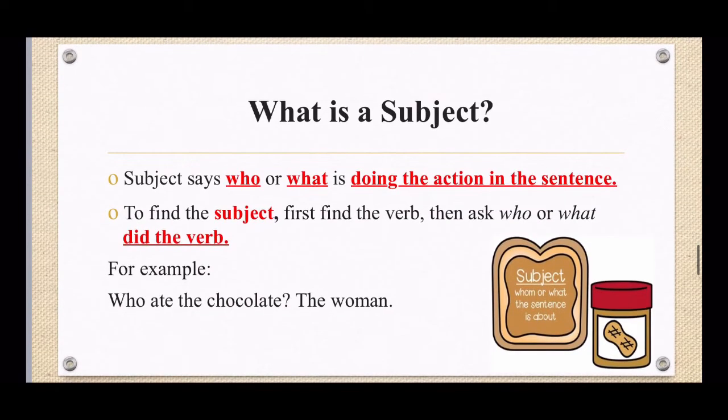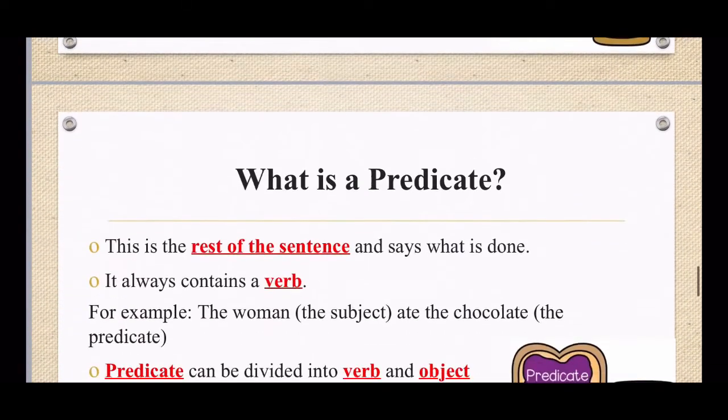Okay, so the next thing that we learned was subject and predicate. A subject tells us who or what is doing the action in the sentence. To find the subject, we first need to find the verb and then ask who or what did the verb. So for example, who ate the chocolate? The woman ate the chocolate. So the woman is the subject.